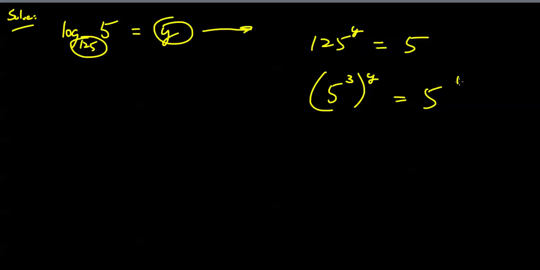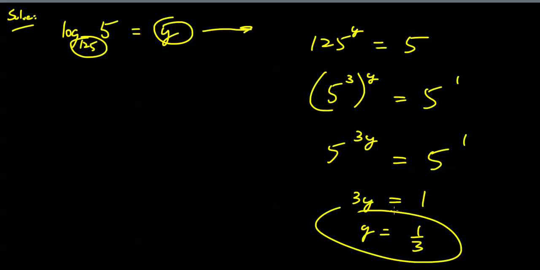So I can rewrite this equation like this. And when you've got a power of a power, you can multiply the exponents. So I claim 5 to the 3y equals 5 to the first power. And again, I'll say then equivalently 3y must equal 1 and y must equal 1/3 is my final answer. Again, I'm hoping you spotted that answer right here, that the cube root of 125 is 5, so hence an exponent of 1/3 on 125 will give me what I seek.